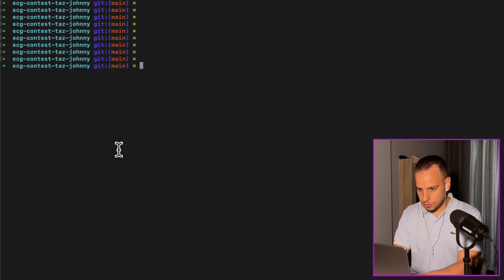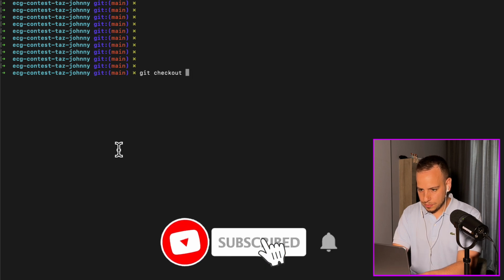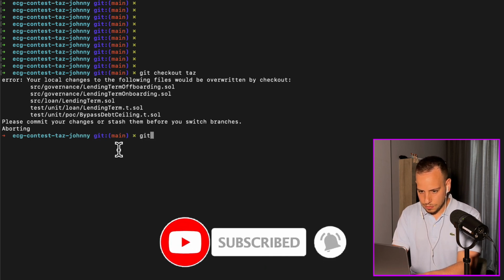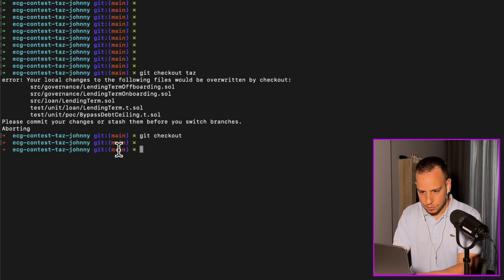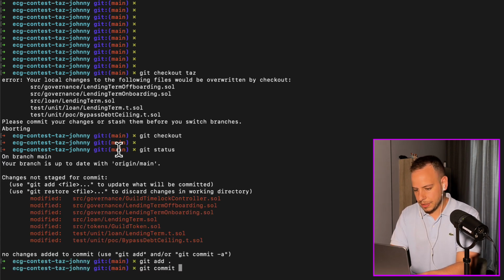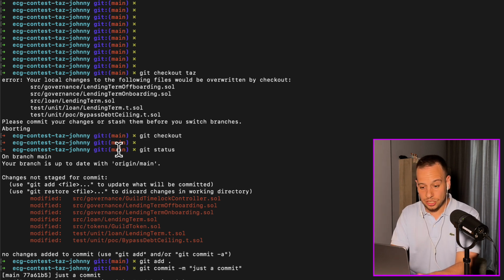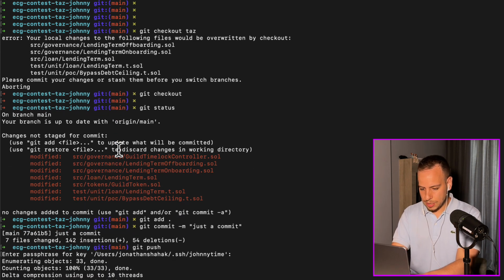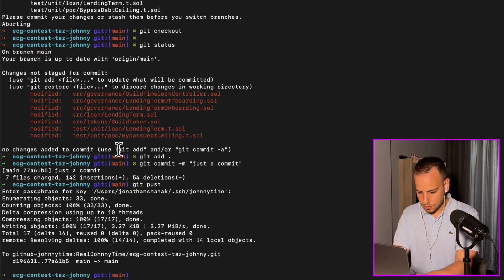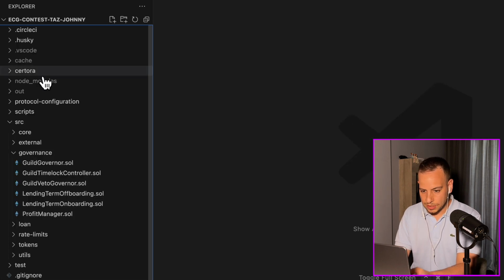Let's check out Taz's branch, git checkout Taz. So git checkout, I need to commit first. Git status, git add, git commit -m, just a commit, it doesn't matter anymore. Git push. I guess I just changed some files before and I didn't push them. And now I can do git checkout Taz. Cool. And now I'm supposed to see Taz's comments, right?